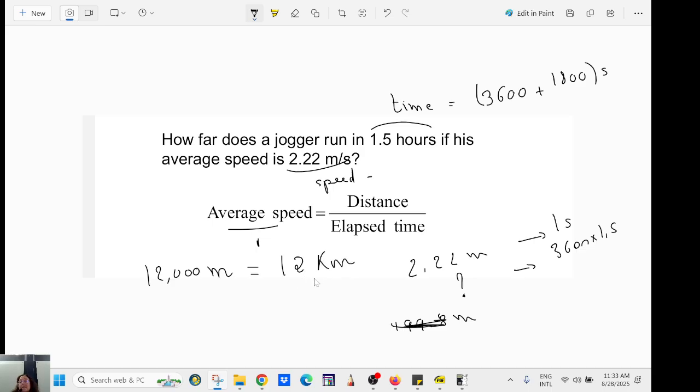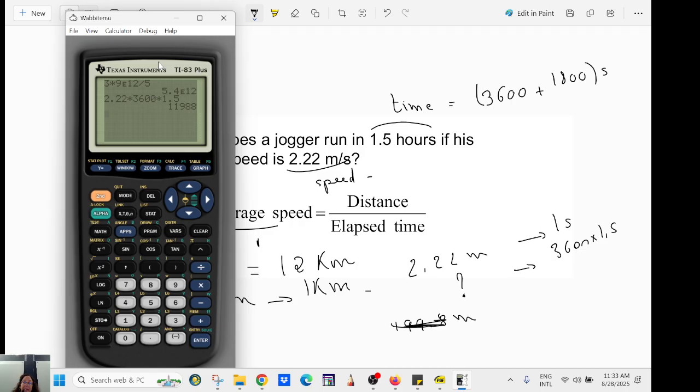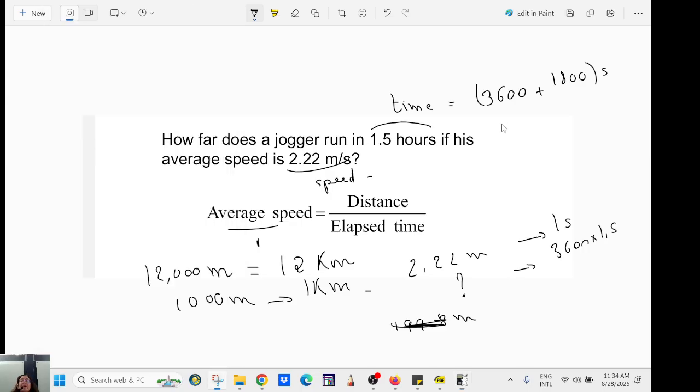So it's going to be this, right? About 12 kilometers. 11.9. Yes, 11.9. Do you all agree? It's easy, right? You have to know by heart that 1 hour is 3600 seconds. So 1.5 hours is going to be 3600 times 1.5.